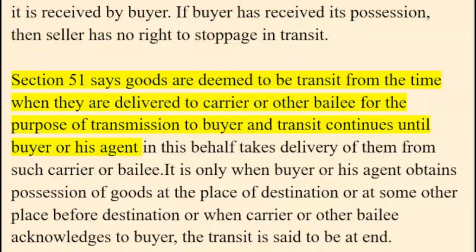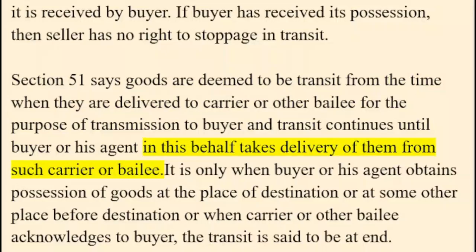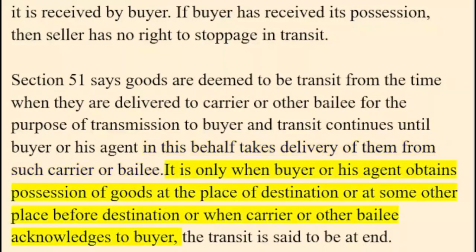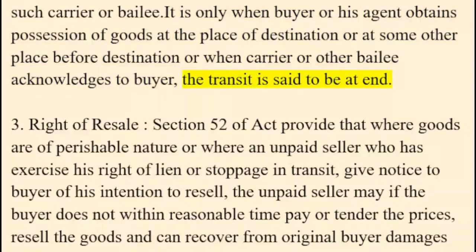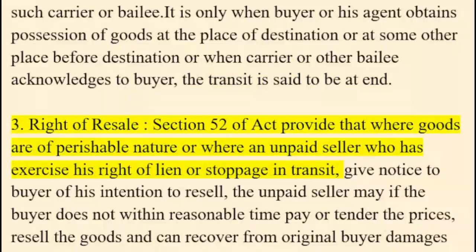Section 51 says goods are deemed to be in transit from the time when they are delivered to a carrier or other bailee for the purpose of transmission to the buyer, and transit continues until the buyer or his agent in this behalf takes delivery of them from such carrier or bailee. It is only when the buyer or his agent obtains possession of goods at the place of destination or at some other place before destination, or when the carrier or other bailee acknowledges to the buyer, that the transit is said to be at an end.